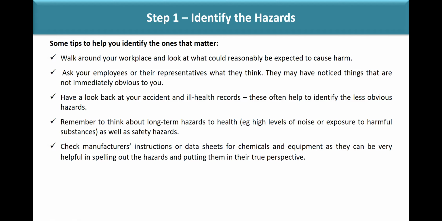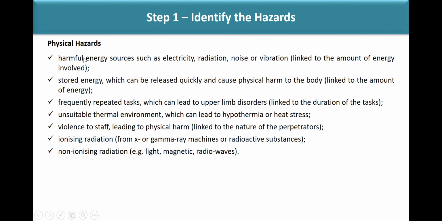Now check manufacturer instructions or data sheets for chemicals and equipment, as they can be very helpful in spelling out the hazards and putting them in their true perspective. Now, physical hazards: harmful energy sources such as electricity, radiation, noise, or vibration linked to the amount of energy involved. Stored energy, which can be released quickly and cause physical harm to the body, linked to the amount of energy.